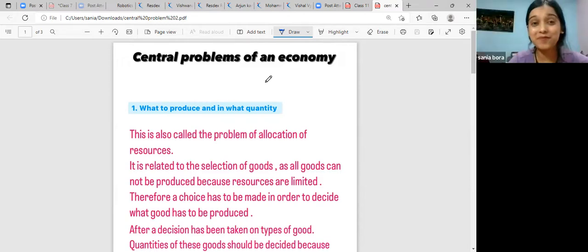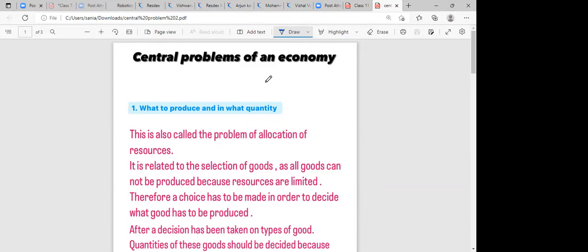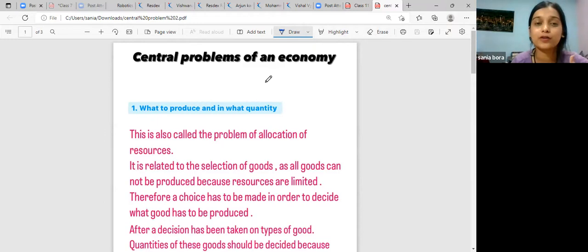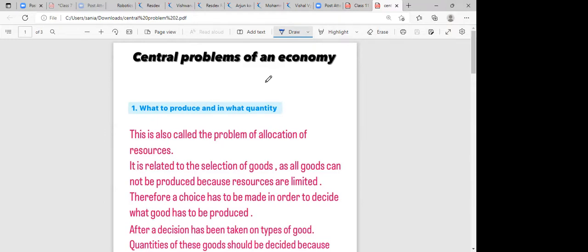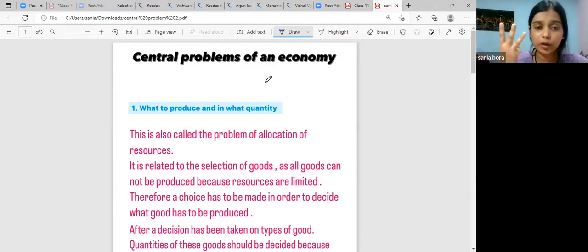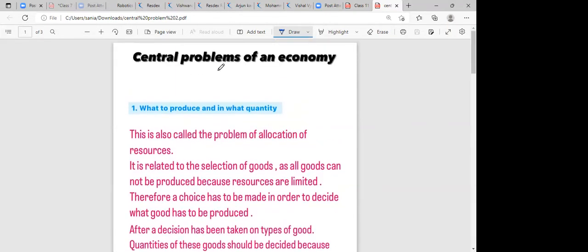Yes, these are the problems. If I ask you what are the reasons, what are the causes of central problem, then the scarcity of resources, resources are limited, wants are unlimited, alternative uses of resources, all this I will be explaining. But when I say what are the central problems, basically there are only three central or economic problems: what to produce, how to produce, and for whom to produce. So, central problems of an economy.